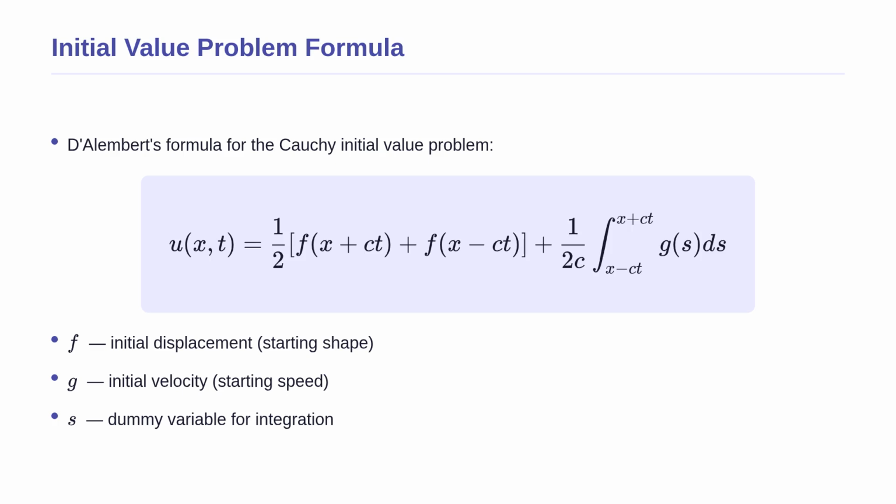Now that we understand the general behavior, we can look at the specific formula used when we know the starting conditions. This is the full D'Alembert formula for an initial value problem.